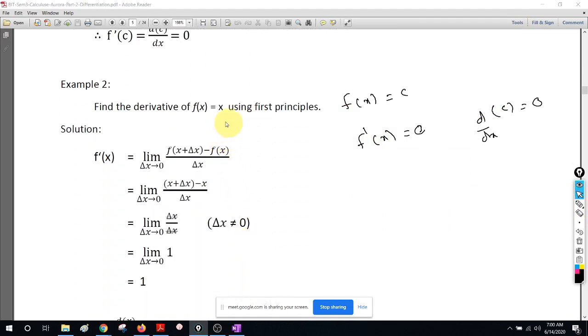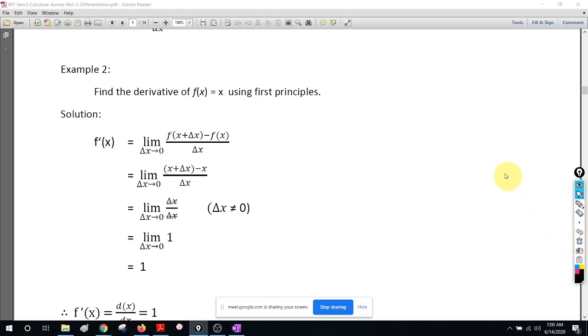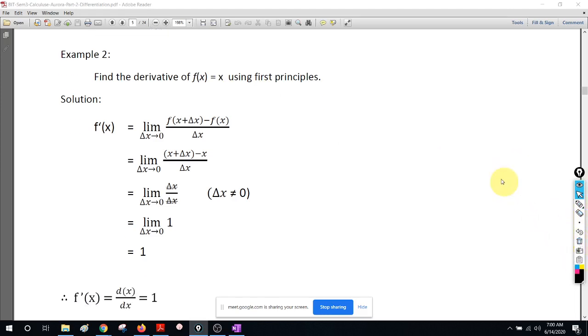Now assume that f(x) equals x, not constant. Now let's draw it again. I am interested in you understanding the subject. I am not interested in you passing the exam, because that is a waste of time if you don't understand.